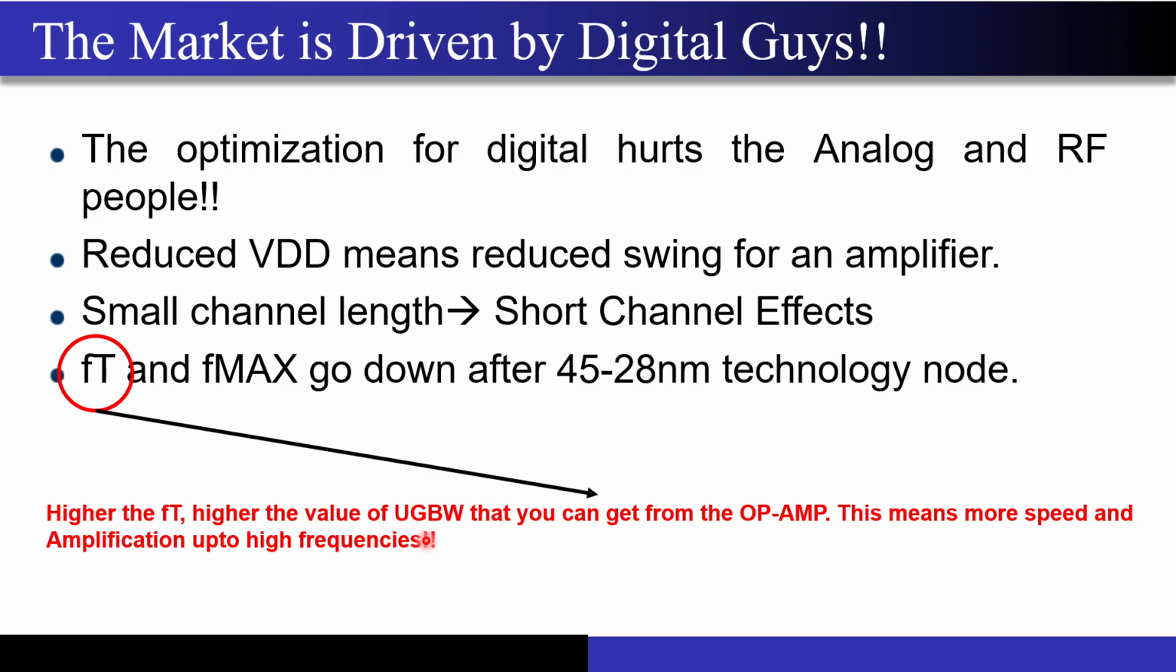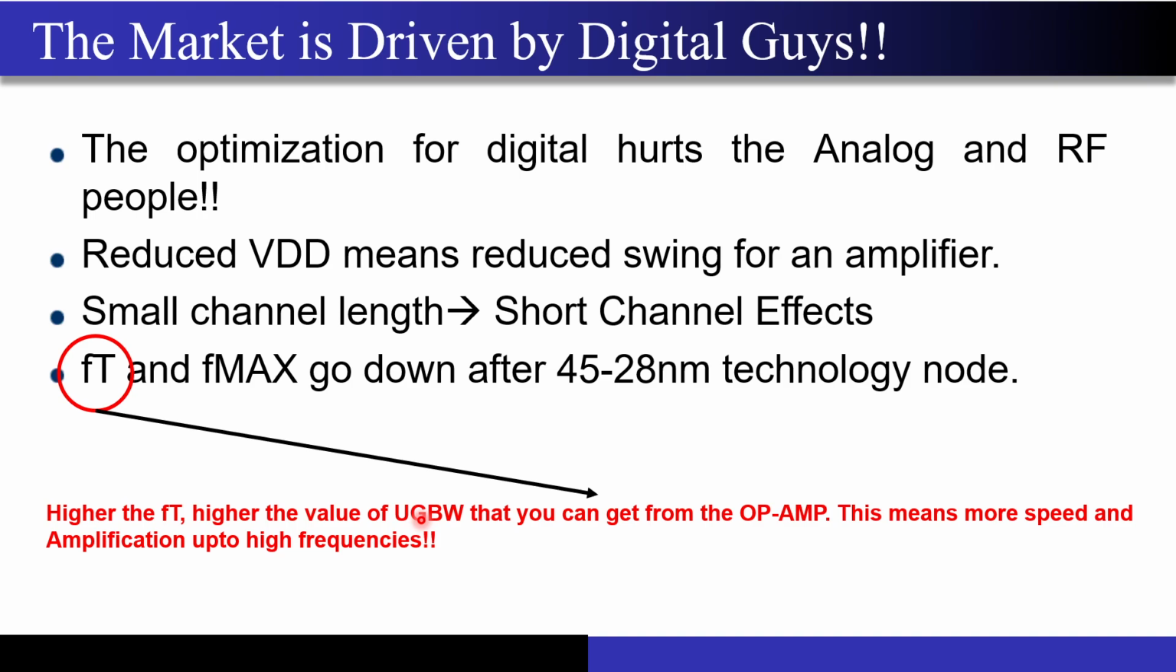So if you move from, let's say, 10 micrometer technology node to 180 nanometer technology node, since the speed of your device has increased, you will be able to get a higher unity gain bandwidth from the op amp designed in 180 nanometer technology node, compared to the op amp designed around 10 micrometer technology node, correct? And why does this matter? Because if you have a higher gain bandwidth product, then I can have a very high 3 dB bandwidth for my amplifier.